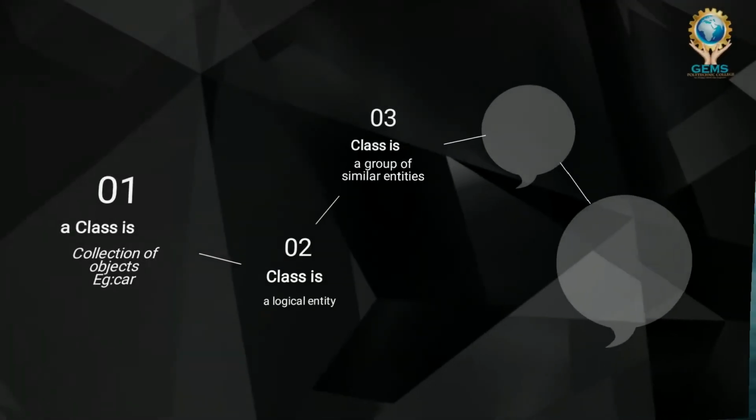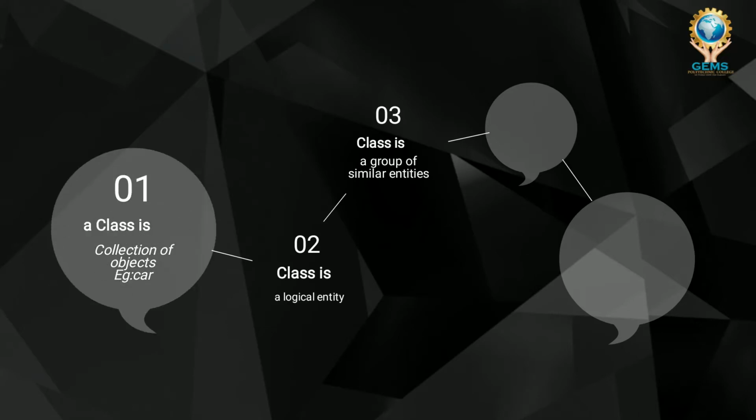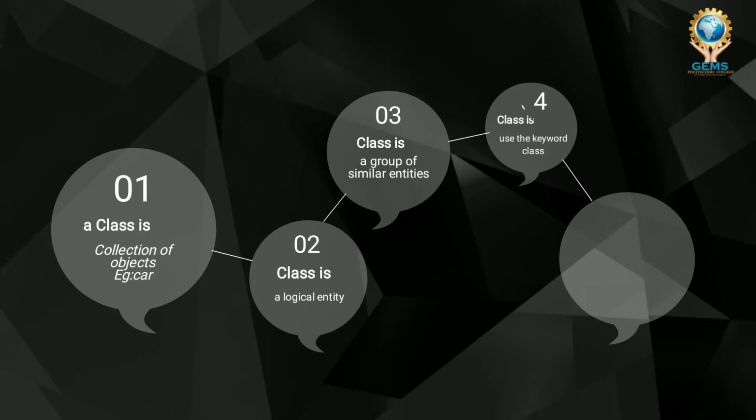Then we will see what a class is. Class is a collection of objects. Class is a logical entity. Class is a group of similar entities. Entities are nothing but objects. And we create the class using the class keyword. Finally, we can say class is a blueprint, or class is a factory of objects.